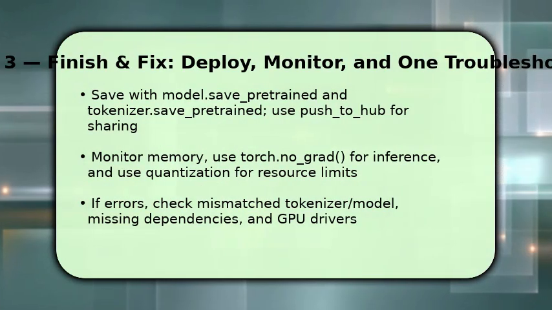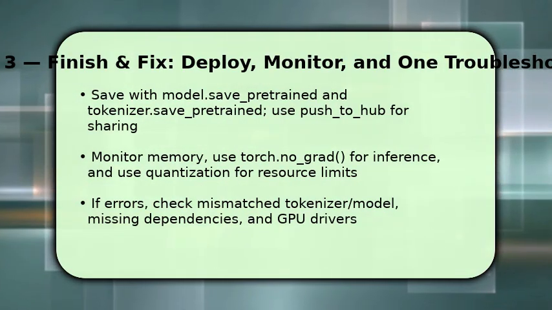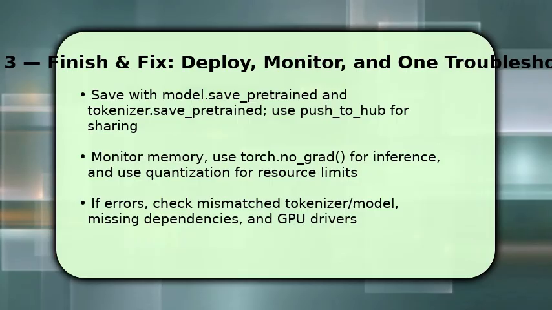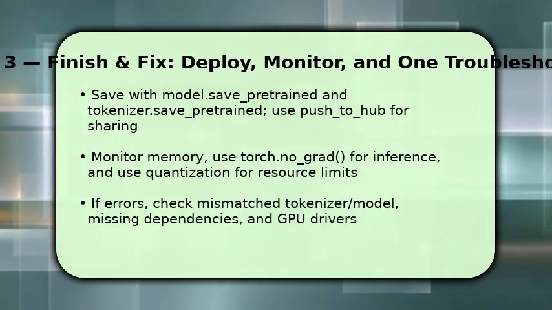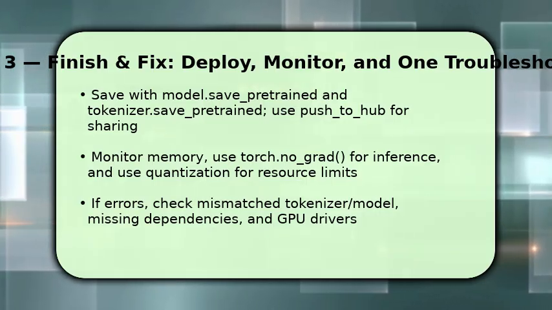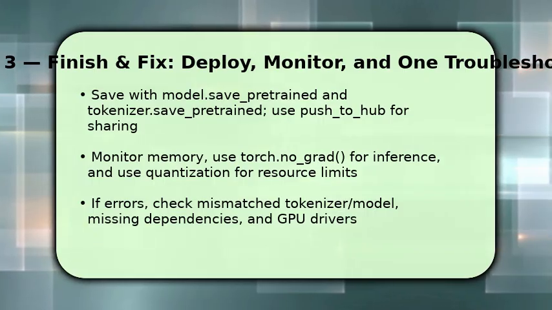You finish by persisting and sharing your work, plus one key troubleshooting tip. Save both tokenizer and model with save_pretrained so you can reload identically. Push to hub registers artifacts for collaboration. For inference, wrap calls in torch.no_grad, monitor memory, and consider 8-bit or dynamic quantization to run on limited hardware.